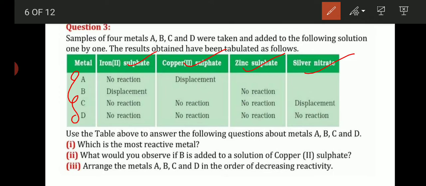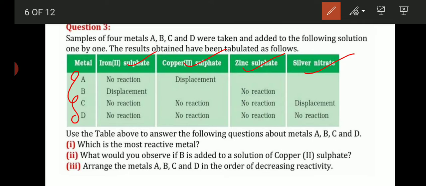Okay, so based on this table, you have to answer the following questions. First one is what? Which is the most reactive metal? Then the second one, what would you observe if B is added to a solution of copper sulfate? Then arrange the metals A, B, C, D in the order of decreasing reactivity. Decreasing means from higher to lower. Okay, from high reactive metals to the low reactive metals.